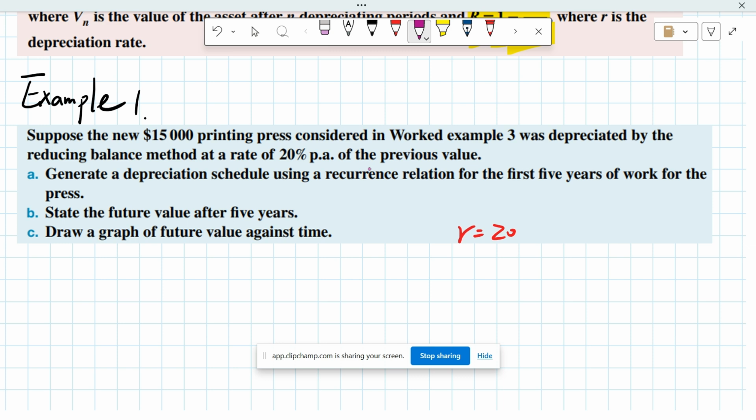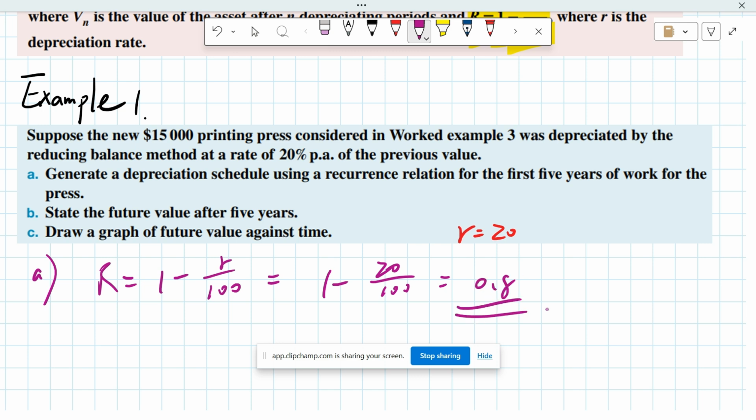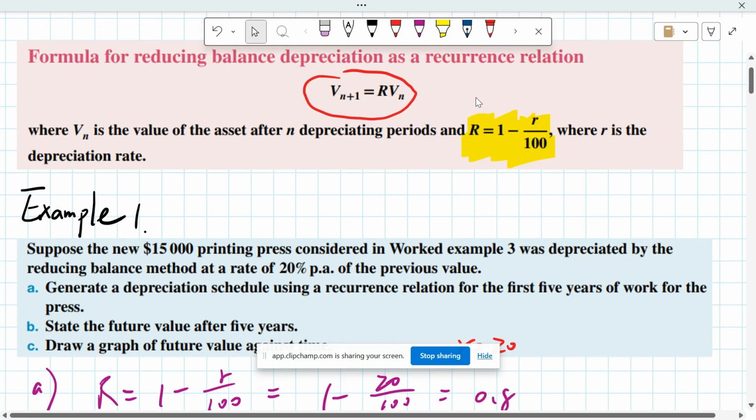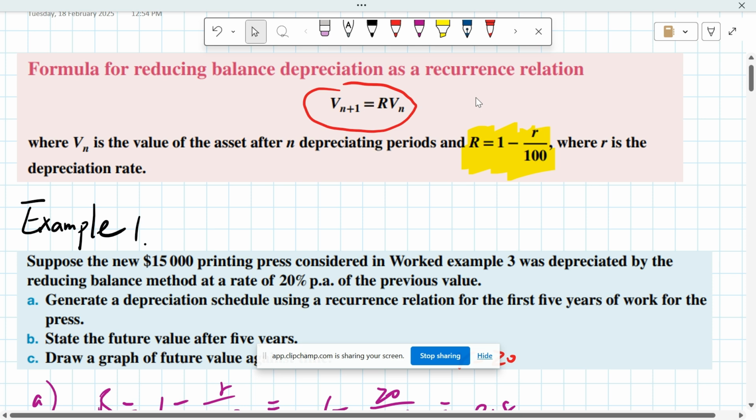So we know the ratio, which is 20%. Once we have the rate, we can say R equals 1 minus r divided by 100. What that means is 20 divided by 100, so I can just say that equals 0.8, which is your depreciation rate. The capital R is representing the rate for the reducing balance.